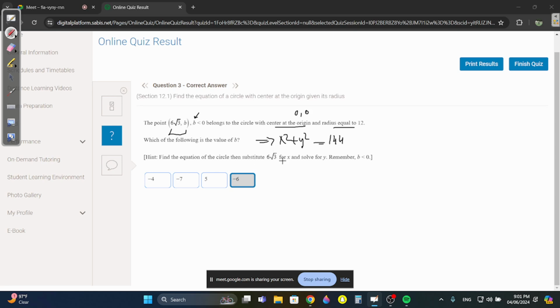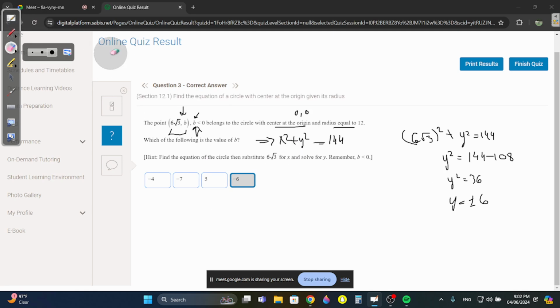So they want you to find the y coordinate of this point. They gave us the x. Can't you just do it? Yes, (6√3)² + y² = 144. So y² equals 144 minus (6√3)², which is 36 times 3, 108. And you're going to get y² = 36, so y = plus or minus 6. But they want the negative value, so it's going to be -6. Also, positive 6 isn't in one of the choices.